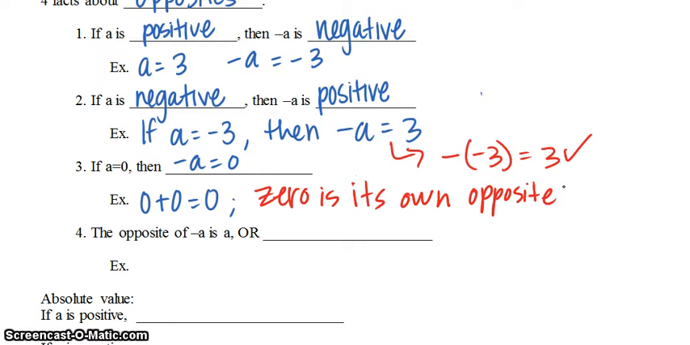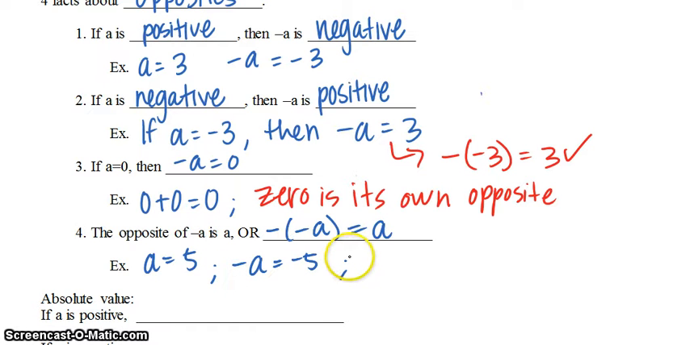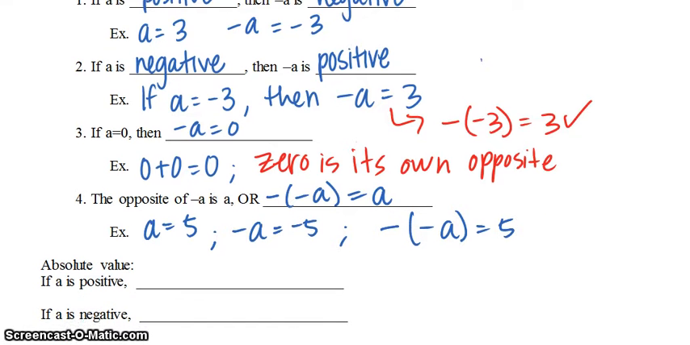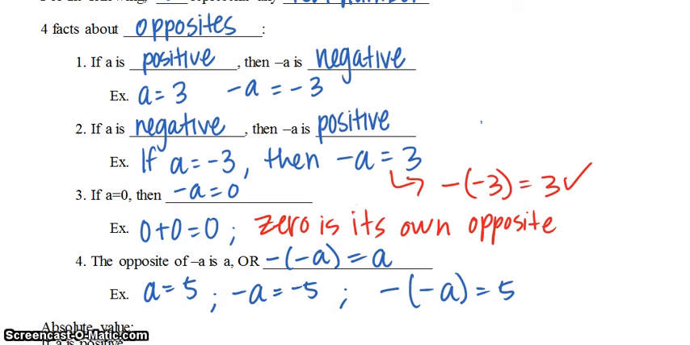So, the opposite of negative A is A, or, like I said earlier, it is negative A, which we know negative times negative is a positive, and that's why it is A. That's why it works. For example, A equals 5. That means that negative A equals negative 5 because the negative of negative A equals 5. Because if you take negative A, which is negative 5, and multiply that by a negative, you get a positive. Okay, but these are all mathematical facts.